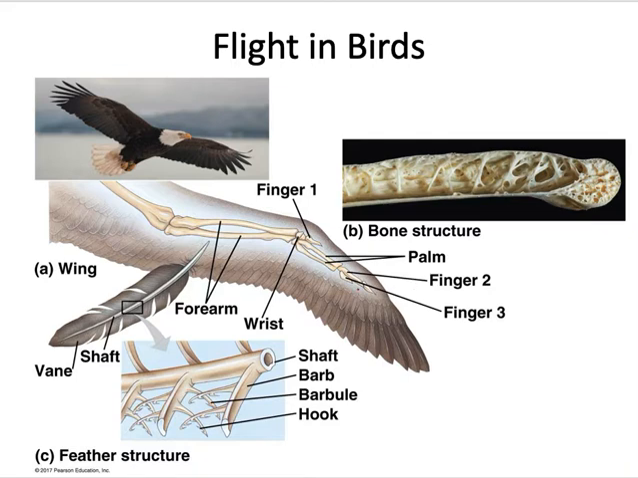This picture right here shows you the structure of a wing in birds, and you can see that it still has that one limb, two limbs, and then one bone, two bones, and many bone structure.